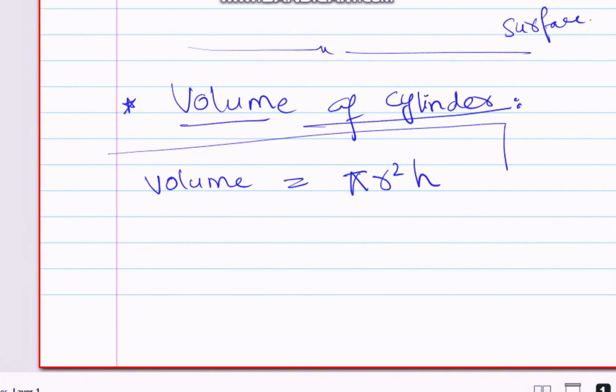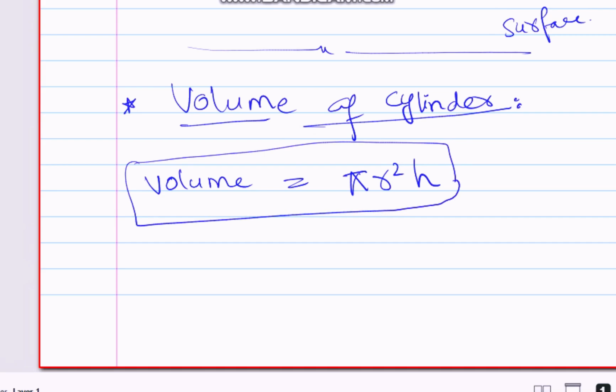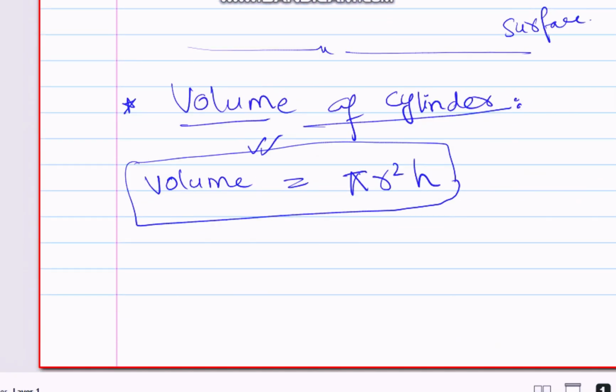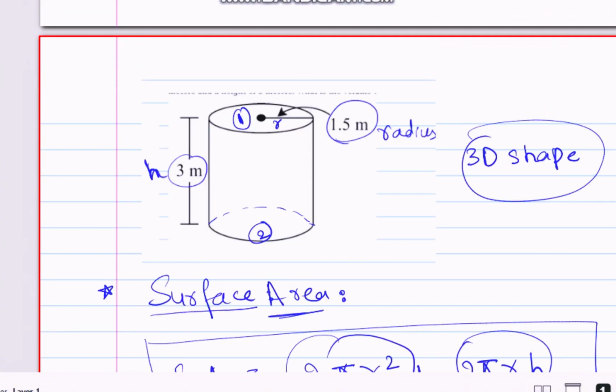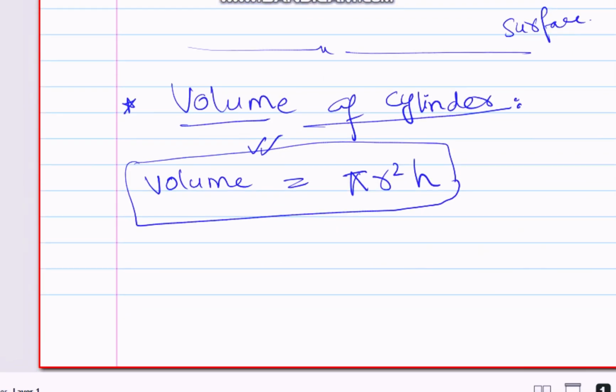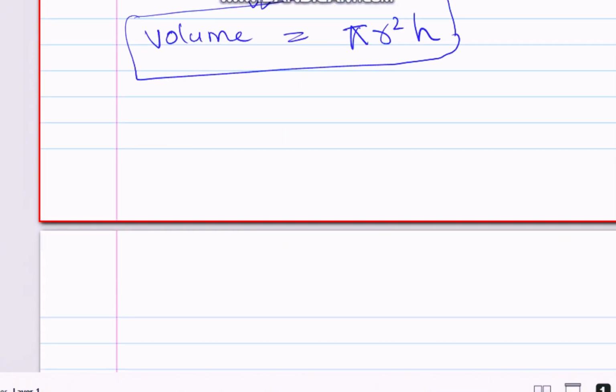Please remember this formula. Again, h is present everywhere, because now the shape is 3D and we have another dimension. It's a very important point, dear students. In 2D shapes we just have the radius, but now we are dealing in 3D and we have another dimension, which is the height. That's why we are putting h everywhere.